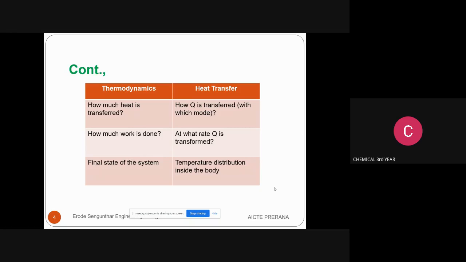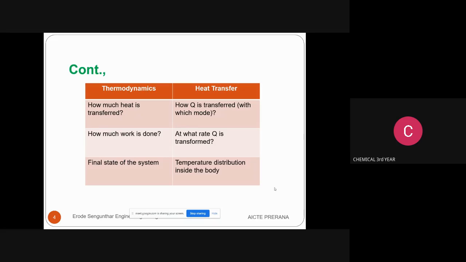But in heat transfer, we will discuss only the transfer of heat. Where heat transfer varies is in which mode it is transferred, with the help of which mode the heat is transferred. So to solve this, we first have to be clear about the modes of heat transfer, and in this session we are going to discuss that also. So heat transfer differs from thermodynamics in terms of the mode of heat transfer. This is the main concept.